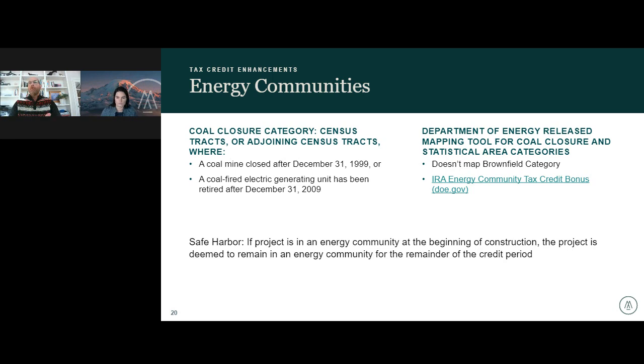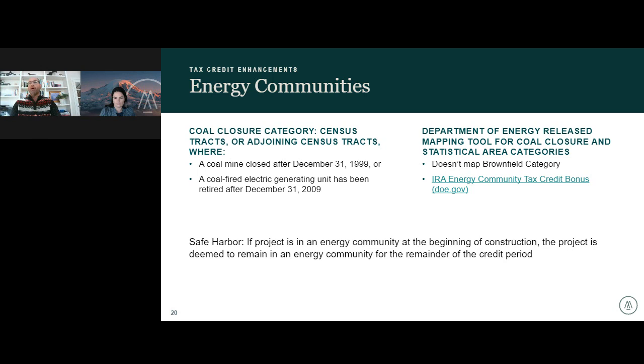What's important is there is a safe harbor that exists. The IRS did indicate that there is a safe harbor. If you're located in an energy community at the beginning of construction, then you are deemed to be in an energy community for the remainder of the credit period.